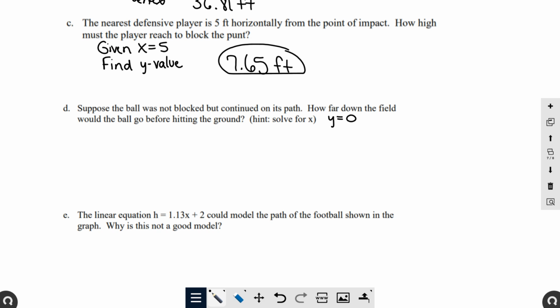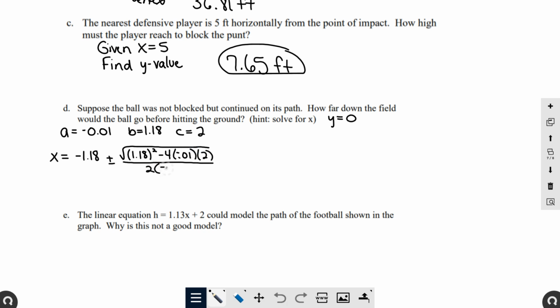All right, if we're using our quadratic formula, we pick out A, B, and C, so this would be of the original problem. So A would be negative 0.01, B would be 1.18, and C would be 2. And then let's sing our song. X equals opposite of B plus or minus square root B squared minus 4AC all over 2A.